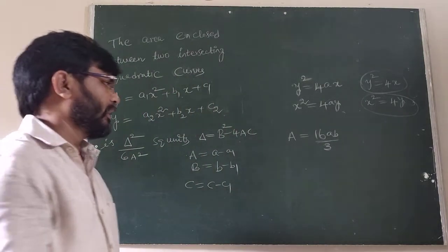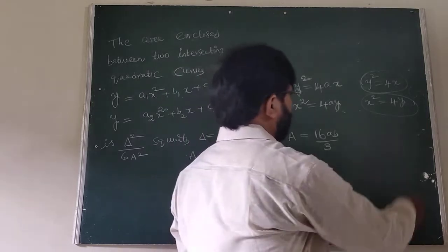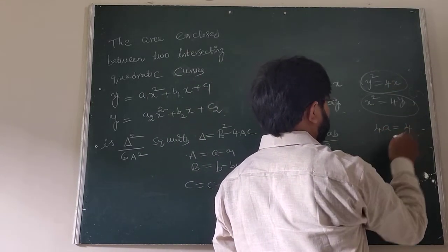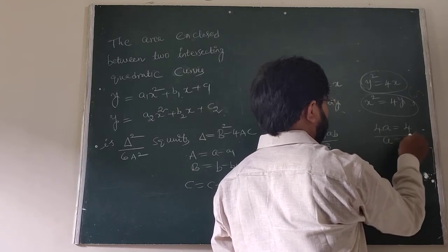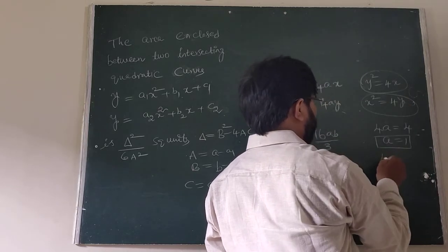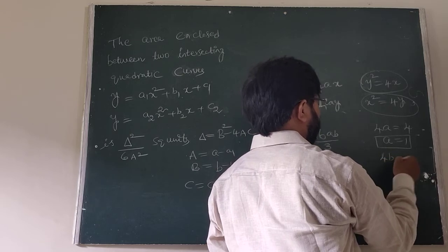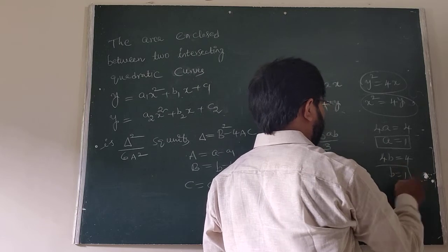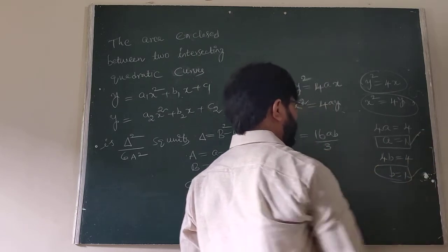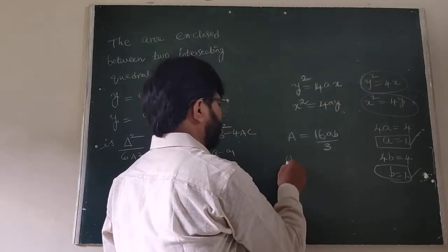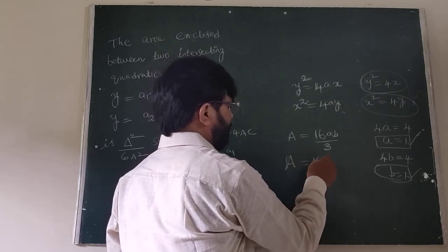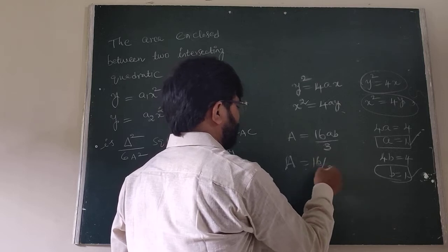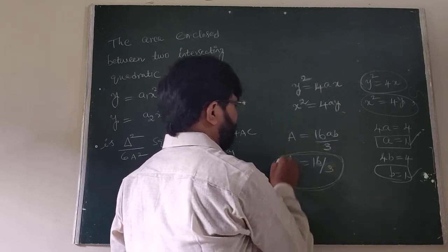We can apply the formula. What is the 4a equals to? 4a equals 4, the value of a is 1. 4b equals 4, the value of b is 1. Therefore, a is 1 and b is 1. Then the area equals 16 by 3. The area is 16 by 3. Is it clear? This is the area.